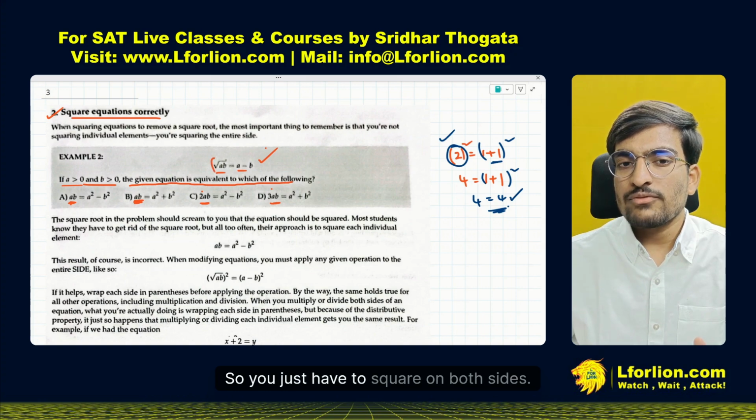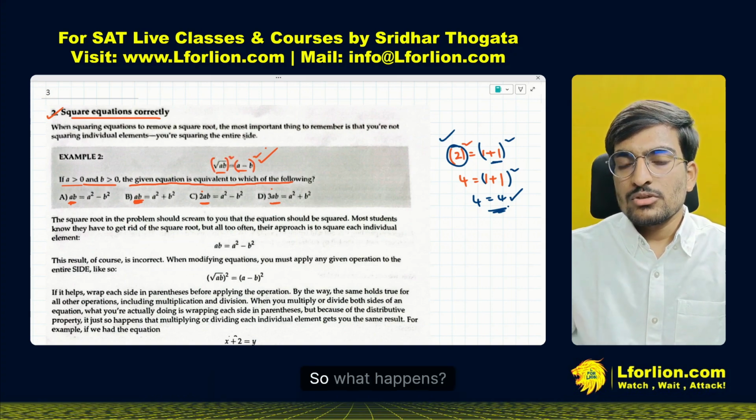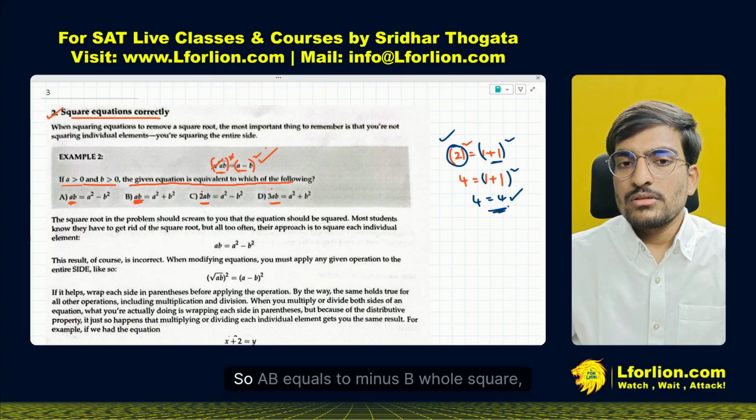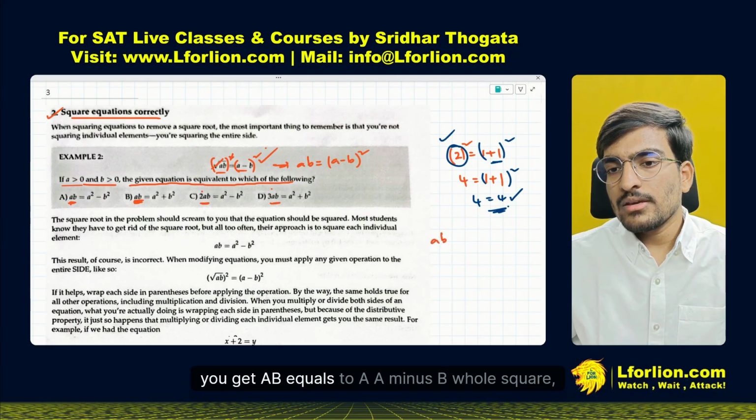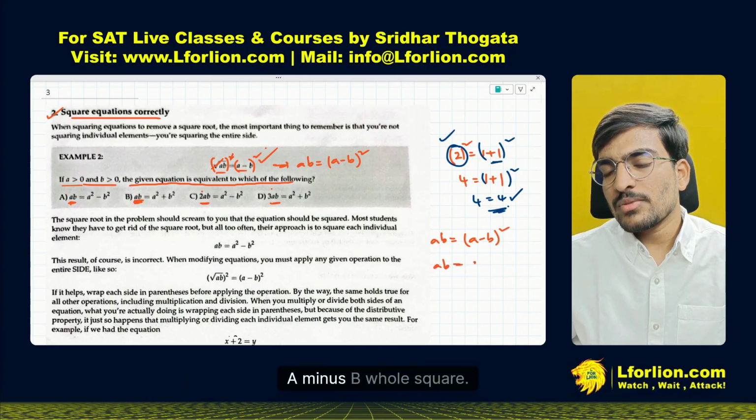So you just have to square on both sides. So what happens? Square root of AB equals A minus B whole square, you get AB equals A minus B whole square. What is this A minus B whole square? A square plus B square minus 2AB.